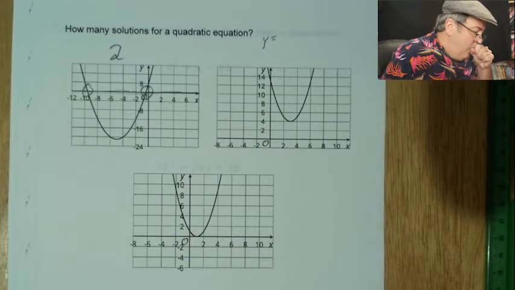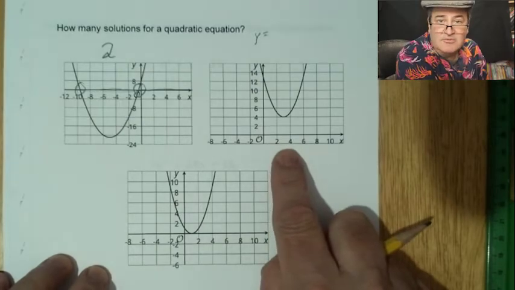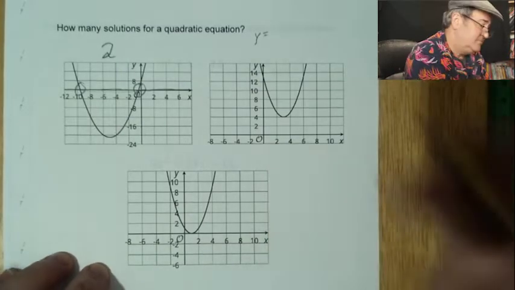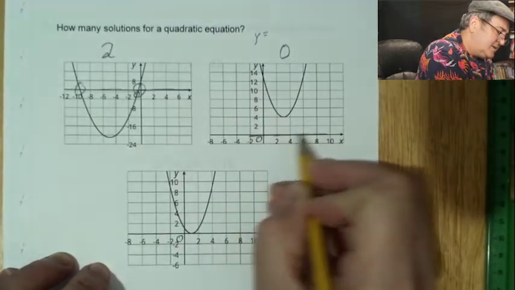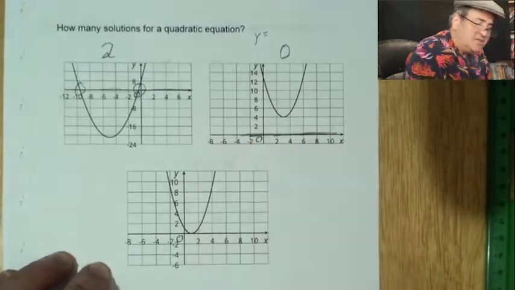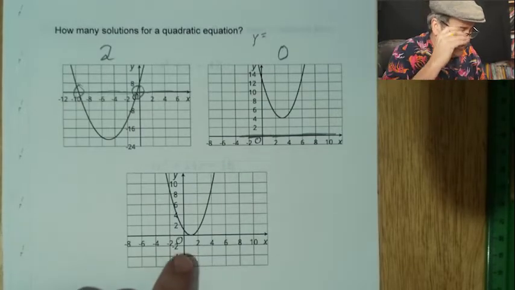Wonderful. Excuse me. How about this? How many times does this equal 0? Never. This is the x-axis. It never crosses, touches, gets close to the x-axis. There are no solutions.